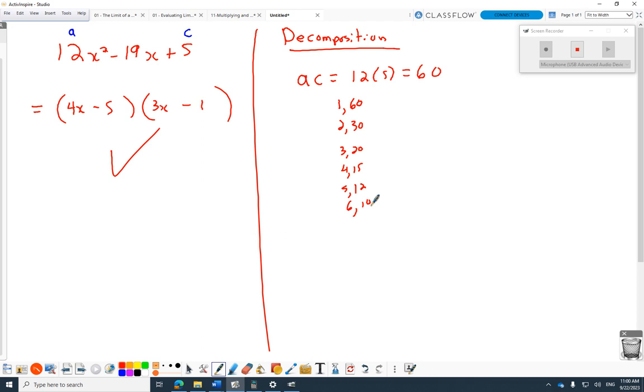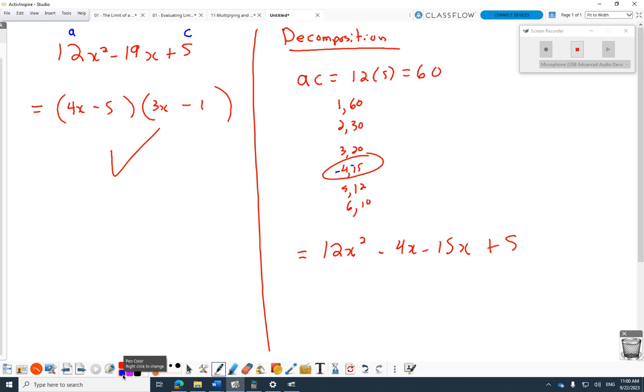One of these will add to 19. I'm looking for the pair that adds to 19. Now here's the weird part about decomposition. I use that to take the negative 19 and break it into negative 5, negative 14. Notice that it was actually negative 4 and negative 15 I needed there.